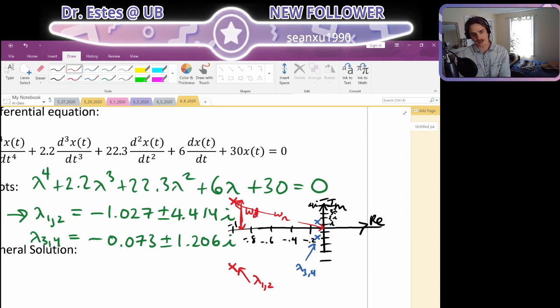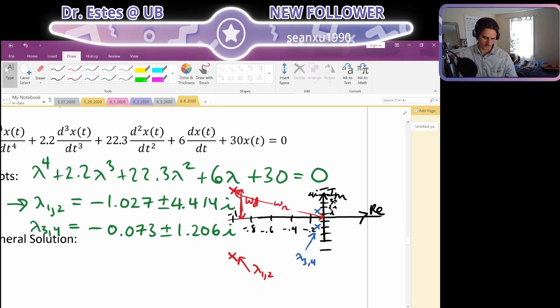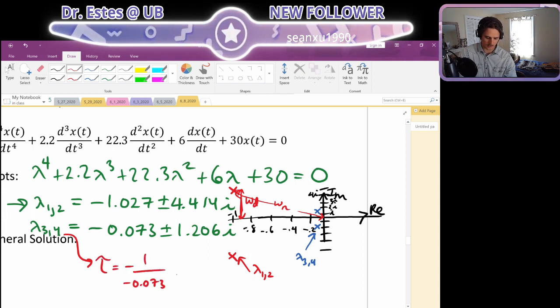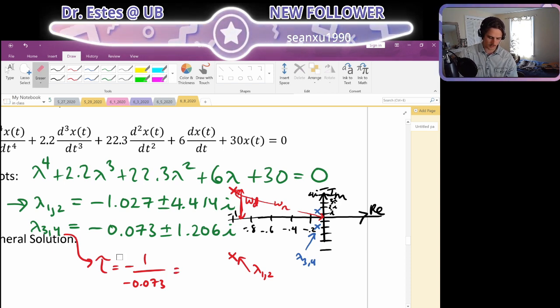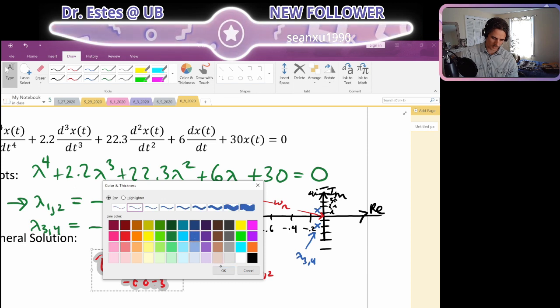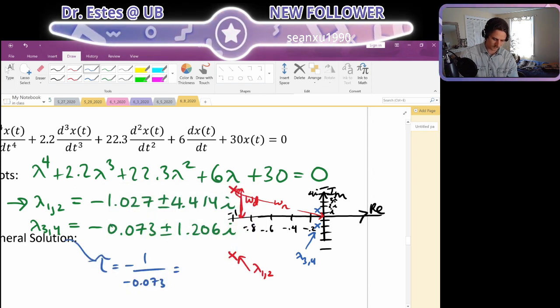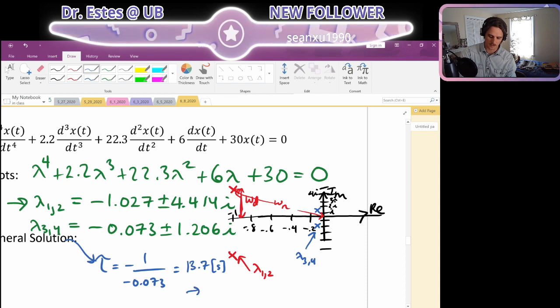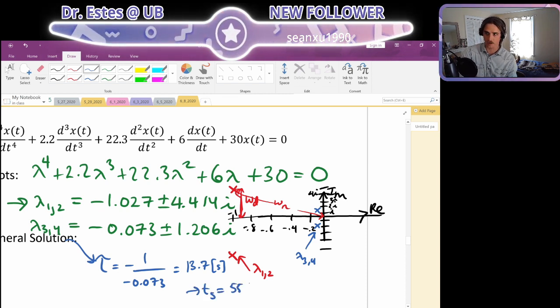They also have a much faster settling time. Why don't we calculate that? The time constant is -1 over -0.073. Oh wait, this should be blue. I'm mixing up my colors. Okay, so I guess we're looking at the blue roots first. I'm running over to MATLAB to crank that number. Okay, so the time constant for those blue roots is 13.7 seconds. So the settling time is right around 55 seconds.